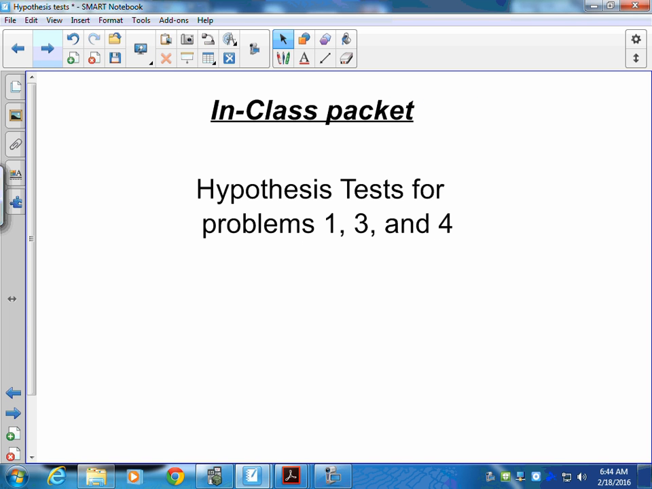And finishing up, some extra practice here. We also have our Schoology quiz for this lesson, but in the in-class packet, a chance for you to see and work through examples, the hypothesis test problems 1, 3, and 4. It's usually the second half of those, or all of problem number 4.